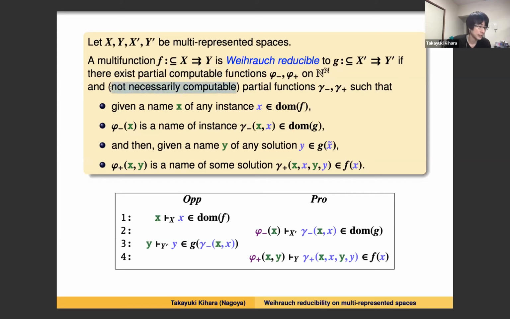As a matter of fact, there are many variations on how to handle this part. For this reason, several variations on the definition of Weihrauch reducibility on multi-represented spaces are proposed. So this definition is the same as Andre Bauer's definition, but different from Matthias Schroeder's two definitions. So there are three definitions. This is the first definition of Weihrauch reducibility on multi-represented spaces. But I mainly use this definition in this talk.